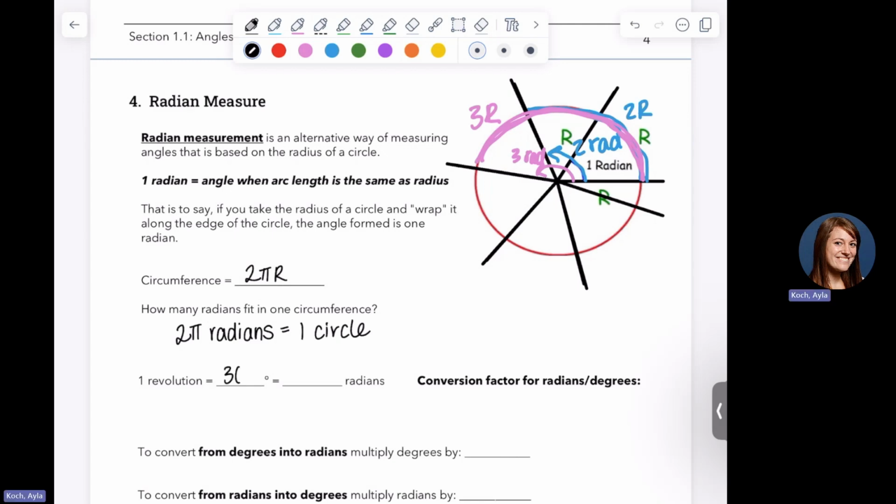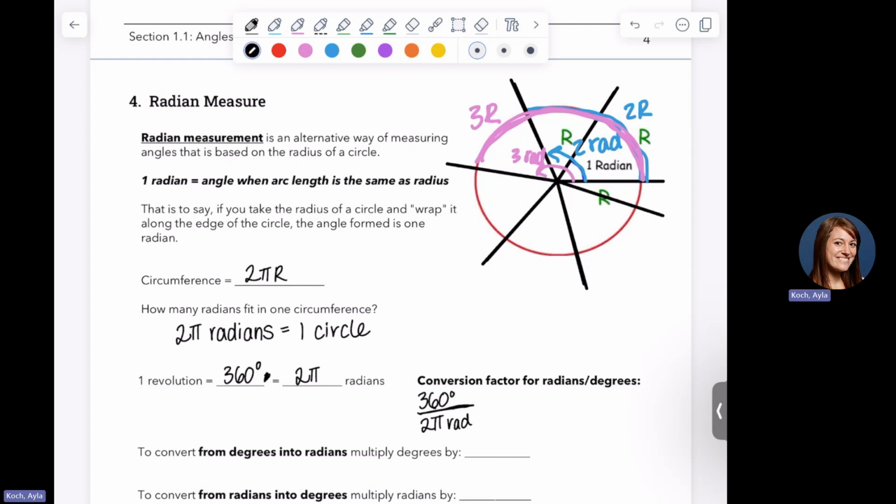So 360 degrees, there's a little degree symbol there, but it's down so far. We'll put it up here. 360 degrees is equal to 2 pi radians. This means that we are able to switch between degrees and radians. Because the two of them are the same, we call that a unit fraction. So 360 degrees is the same as 2 pi radians, and radians are unitless.